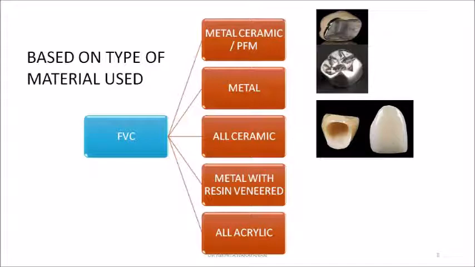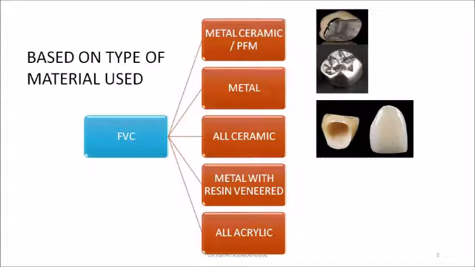So from the images you can see that metal ceramic restoration will have a metal core and a ceramic veneer on top of it. And all metal restoration, that is the second image, is completely metal from inside and outside. And all ceramic restoration has the core as well as the veneering ceramic. Veneering means the one which is on top of the core. Both of them will be ceramic. So there won't be any metal part in all ceramic restoration.